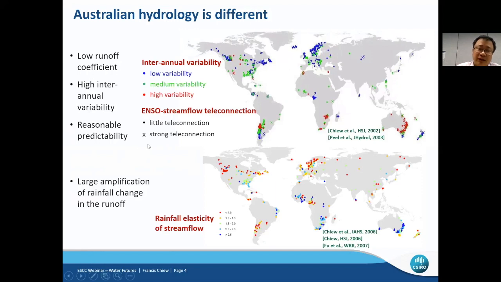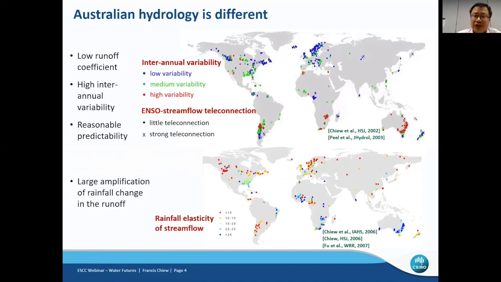And the other point is the map at the bottom, which shows the rainfall elasticity of streamflow. That number is about 2 to 3 in Australia. What this means is, as a general rule of thumb, you can say a 10% change in rainfall would translate to about a 20 to 30% change in streamflow here in Australia. So this amplification of rainfall change in the runoff is also higher here in Australia compared to elsewhere in the world. So this has ramifications in the context of how changes in future rainfall might impact on future streamflow.